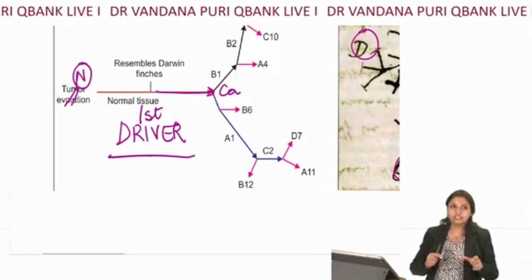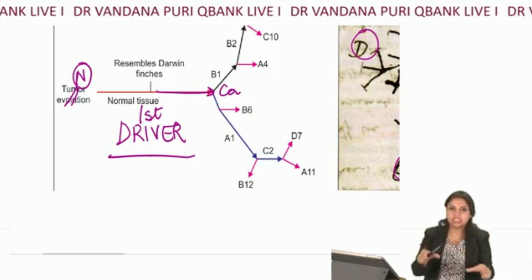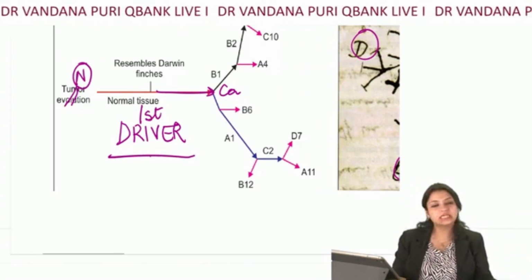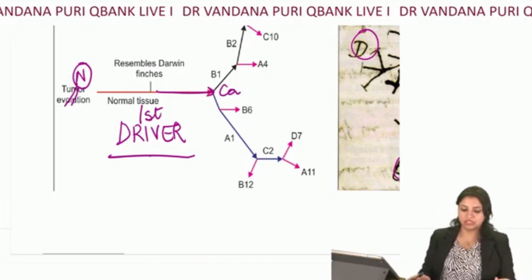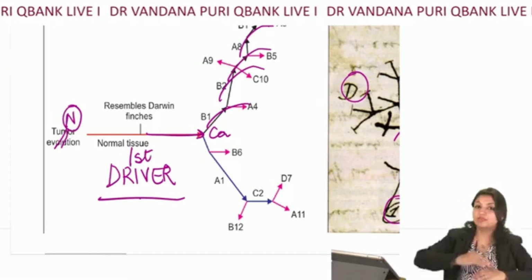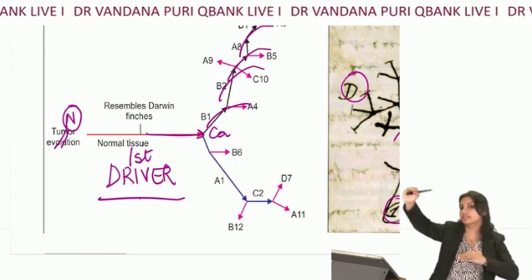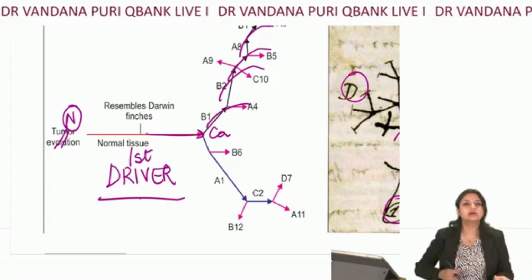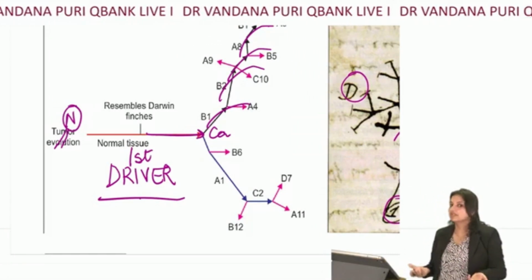So if we say the initiator driver mutation was the same, still one died in 10 years and the other died in 6 months. Why can this happen? Because of passenger mutation. So that cancer which acquires more passenger mutations will progress very fast, will evolve very fast, whereas those cancers which do not acquire any mutation will not progress very fast.